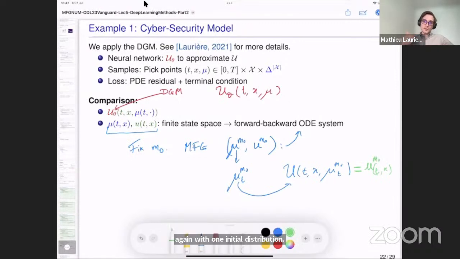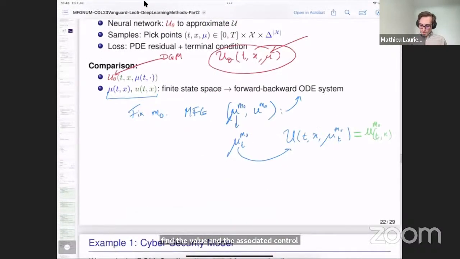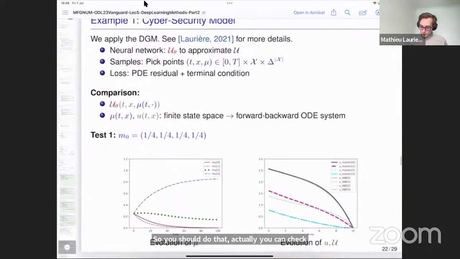But again, the main point of computing this object is that you can evaluate it at any mu. In particular, if you don't know M0 in advance, it's fine. You pre-compute U_theta, and when the game starts, you look at M0 and you start plugging your M in U, and you find the value and the associated control. So if you do that, actually, you can check that, so you can do that for different M0.